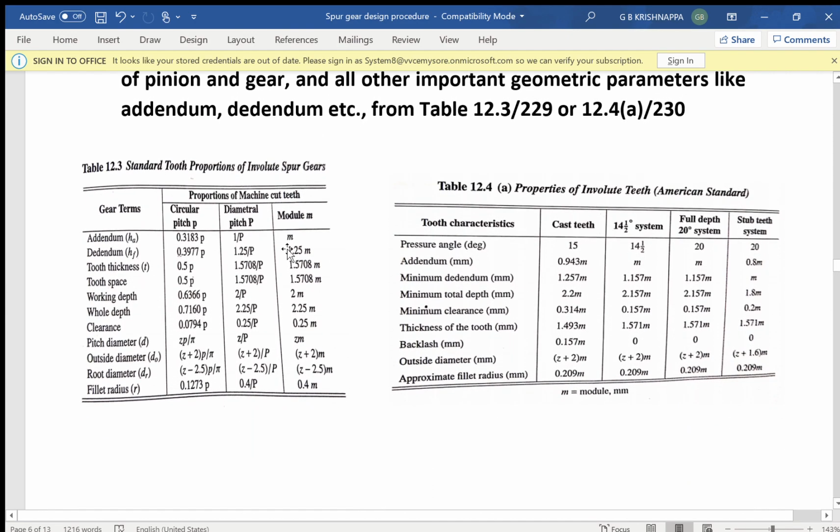So take for example addendum. Addendum is equal to 1 module. So if you consider, say, addendum for 20 degree stub system, it is 0.8 times module. So once you obtain the module, for different pressure angle and tooth form, you can calculate all these parameters. Okay.